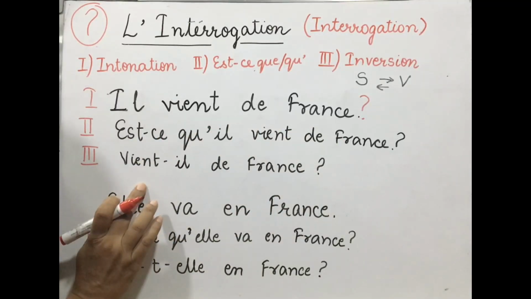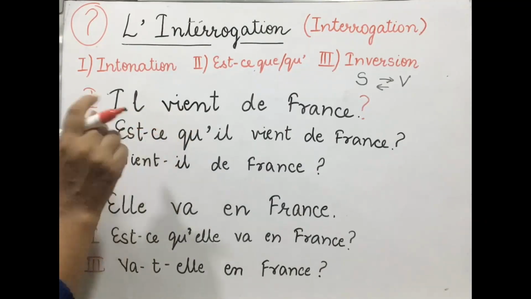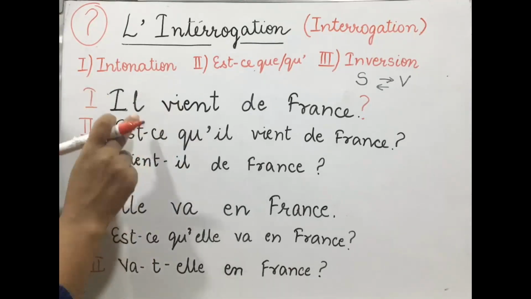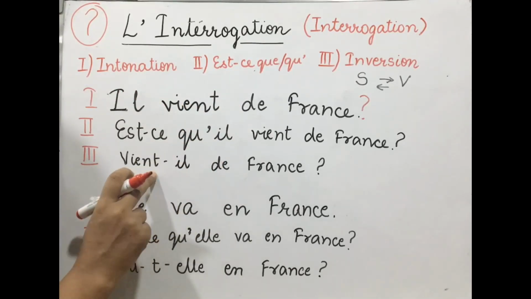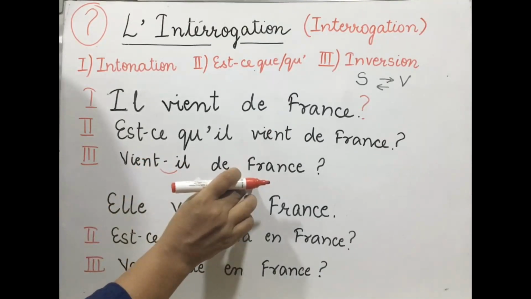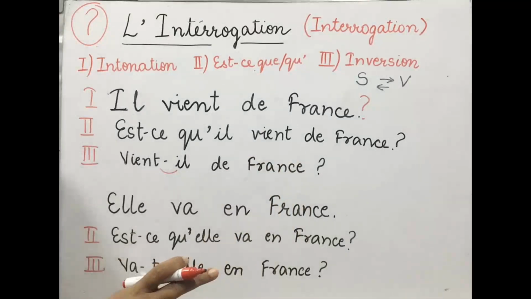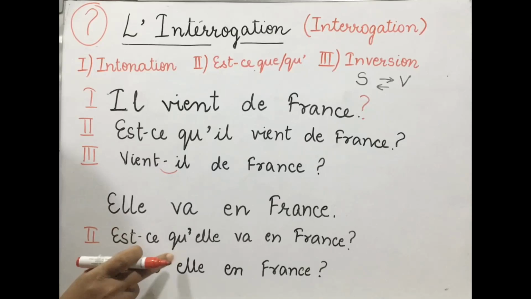And then the inversion part. In inversion, you have to invert the subject and the verb. So you invert vient and il. So this becomes vient-il. There is a liaison here. So vient-il de France?